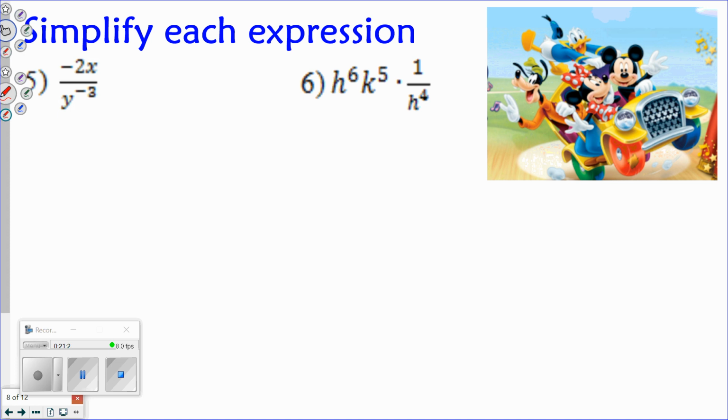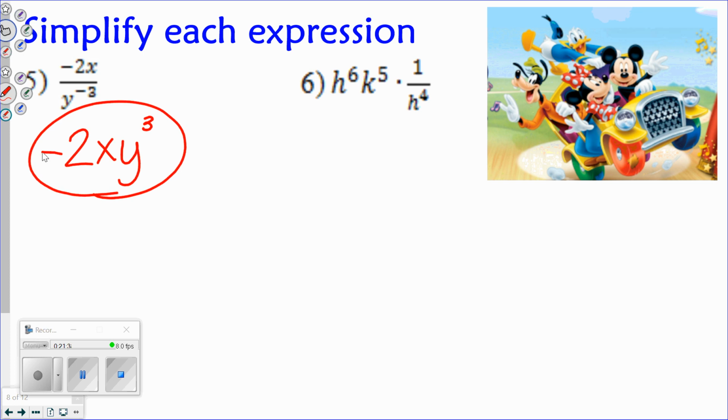Does the -2 move? Why not? It's not a negative exponent, right? I don't care that the number's negative. So the -2 stays, the x stays, and what happens to the y? It comes up, and it becomes y to the cubed.